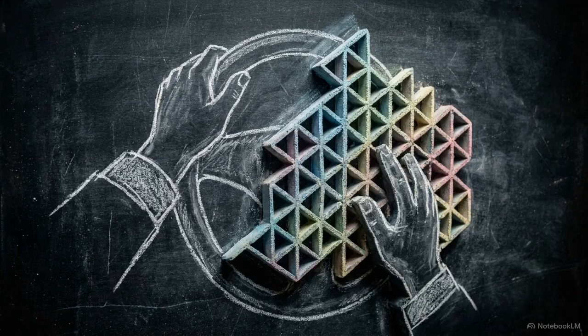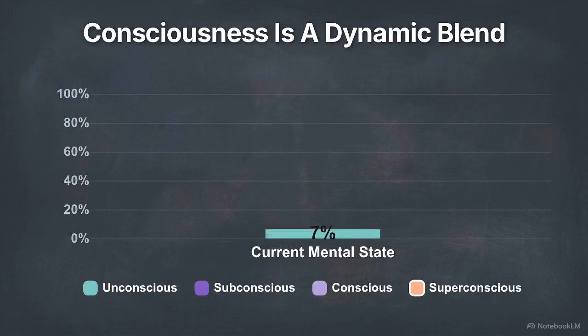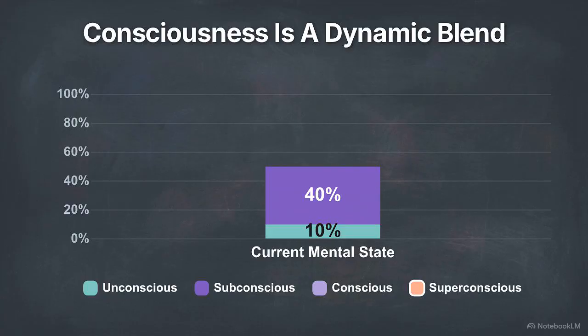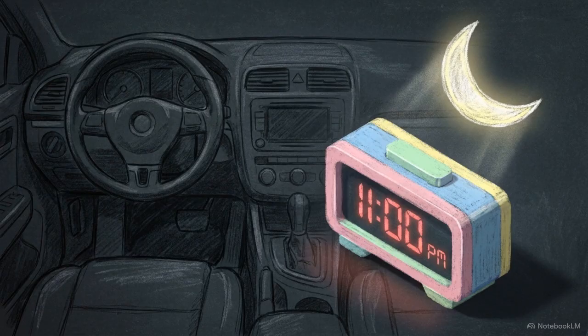Habitual steering and pedal control rely on highly consolidated strain attractors in the unconscious layer. Simultaneously, a looser flow of strain operates in the subconscious layer to monitor the environment for hazards. In this single moment, your brain maintains a 10% unconscious base and a 40% subconscious monitor. Your 40% conscious layer intentionally tracks traffic signals, while a 10% superconscious sliver may be integrating a research problem in the background. Contrast this distribution with the onset of sleep.